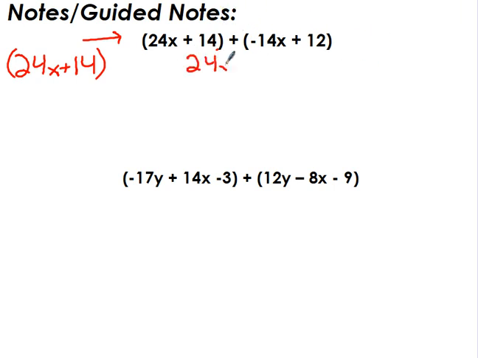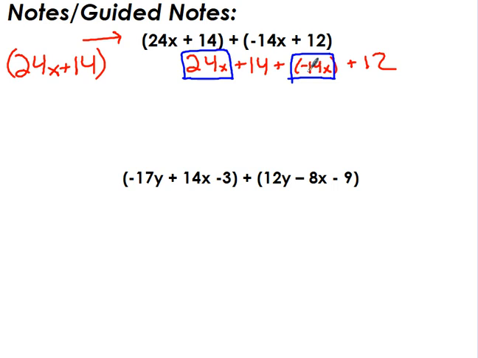So this is really 24x plus 14 plus, that's negative 14x. I'm going to put that one thing in parentheses to separate the plus and negative sign. Plus 12. So what I'm going to do is look for like terms and then combine them. So I have 24x here and I have a negative 14x here. Because I have a 24x and a negative 14x, I can combine 24 x's with 14 negative x's.